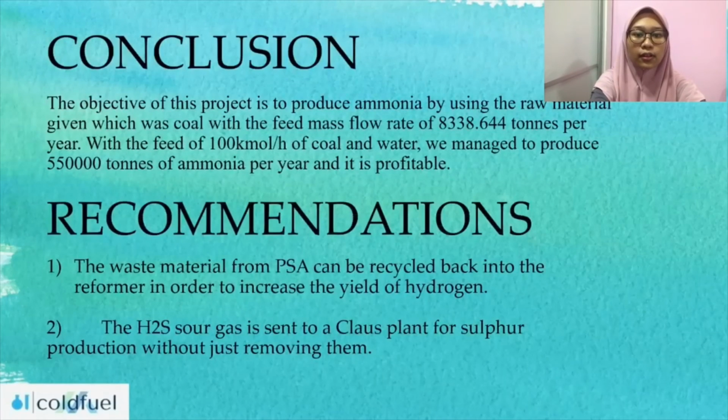In conclusion, the objective of this project is to produce ammonia by using the raw material given, which was coal, with a feed mass flow rate of 8338.644 tons per year. With a feed of 100 kmol per hour of coal and water, we managed to produce 550,000 tons of ammonia per year, and it is profitable. Some recommendations: the waste material from PSA can be recycled back into the reformer in order to increase the yield of hydrogen, and the H2S sour gas is sent to a closed plant for sulfur production without just removing them.